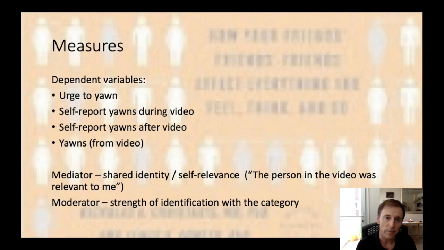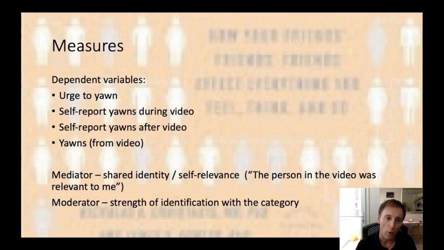how many times they think they yawned. So that's one set of measures, the dependent measures, the outcome measures, but we also took mediator measures, and the mediators are the kind of mechanisms, the processes by which we think some of this occurs. And the key one for us, of course, is shared identity, the extent to which they see the person in the video as in their group, as relevant to them.